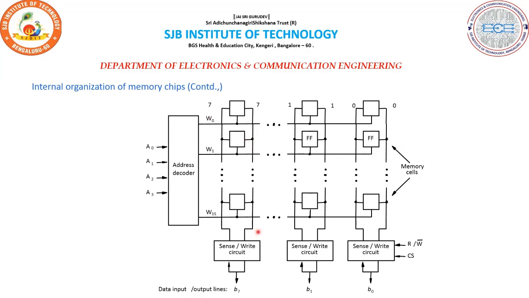The data inputs and the data outputs of each sense or write circuit are connected to a single bidirectional data line that can be connected to the data bus of a computer. Two control lines, read or write and chip selection, are provided in addition to the address and data lines. The read or write input specifies the required operation, and the chip selection input selects a given chip in a multiple chip memory system.